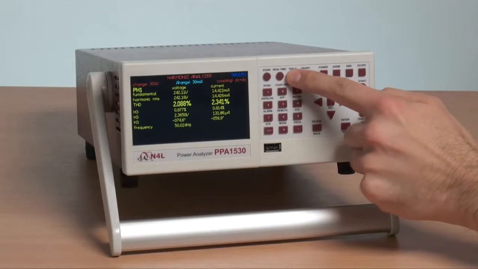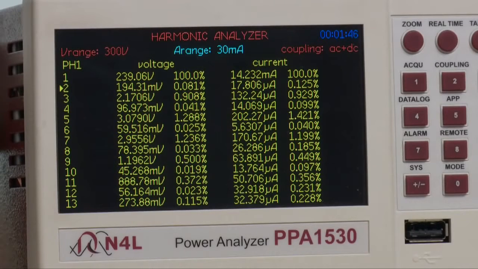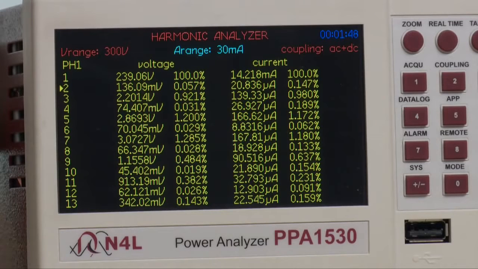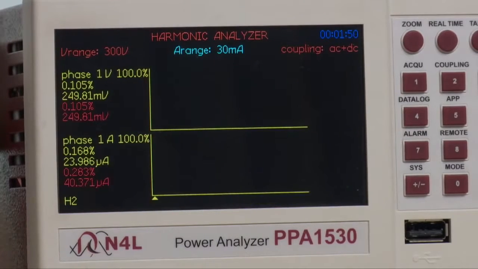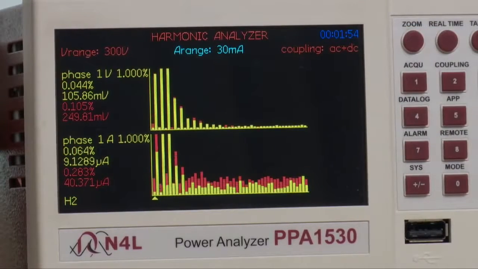Another button press gives a table where we see absolute fundamental, absolute harmonics, and then percentages of the harmonics of the fundamental for volts and current, or a bar graph. While here we have a small graph because the distortion is low. We can zoom in on the graph and see harmonics in more detail. We have the real-time harmonics in yellow and the peaks in red.